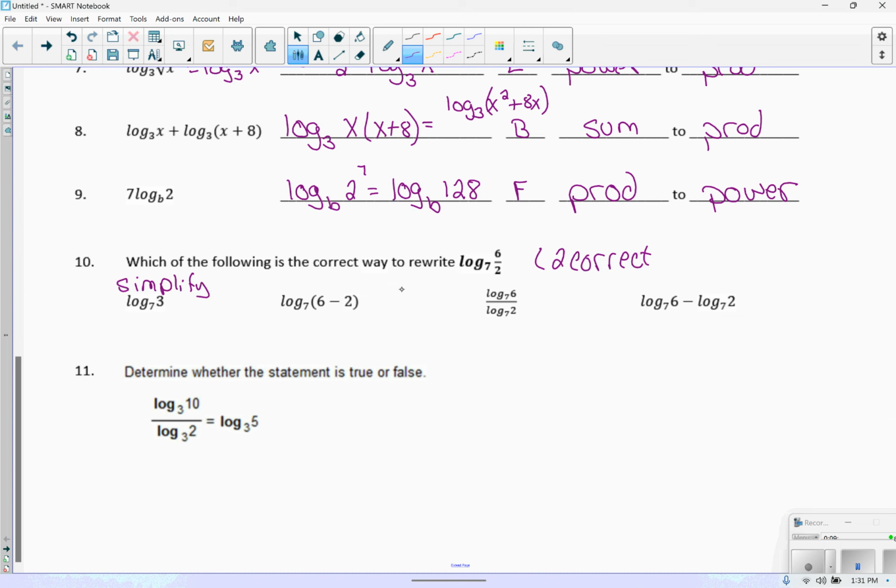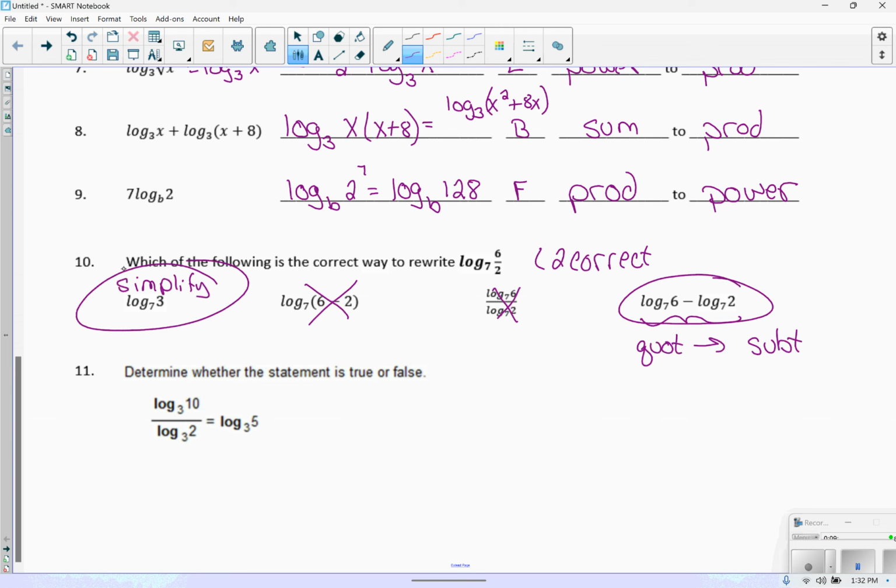All right, so we can't rewrite division just as subtraction, so that would be incorrect. We can't split it into 2 of those. That looks more like change of base rule, but we can rewrite it as quotient to subtraction. So 2 correct answers with different rules or different reasons for working them.